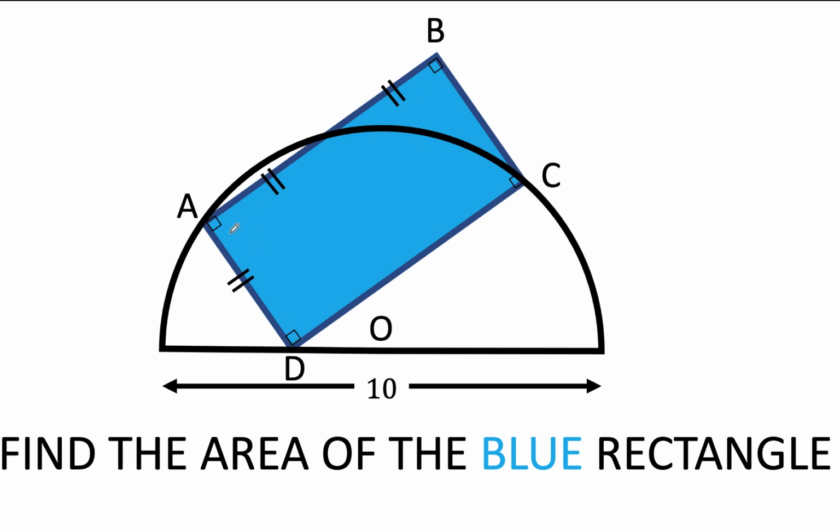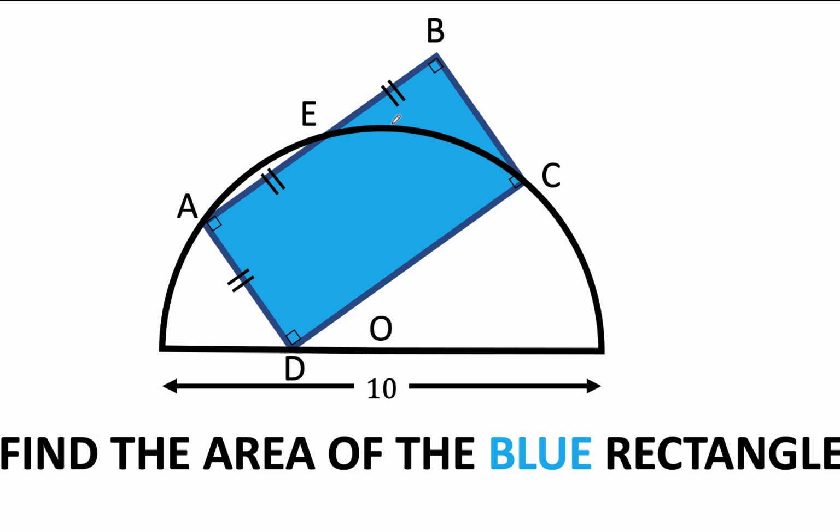There are 3 points of intersection between the semicircle and the rectangle as shown in the figure. They are points A, E, and C, where points A and C are also the corners of our blue rectangle. Furthermore, it is given that the length of side AD is equal to the length of segment AE, which is also equal to the length of segment EB. We would like to find the area of this blue rectangle.